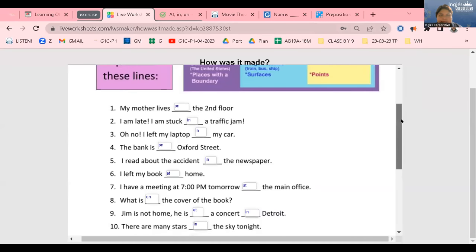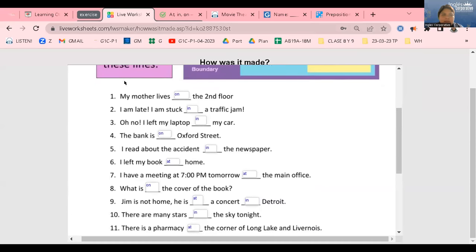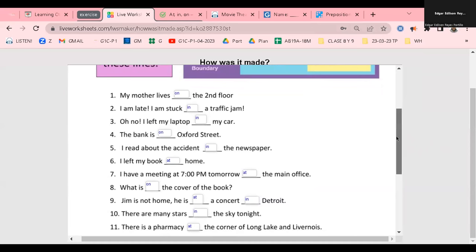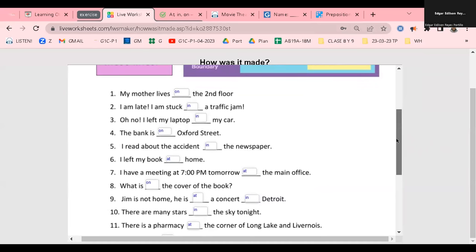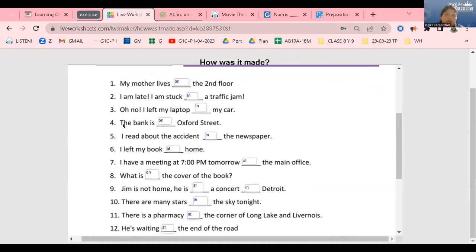So now, look at the answers. Let's see. Edgar, please help me reading the first sentence. Vamos a mostrar con las respuestas. Edgar, please, can you read the first sentence? My mother lives on the second floor. Okay. Continue with number two.